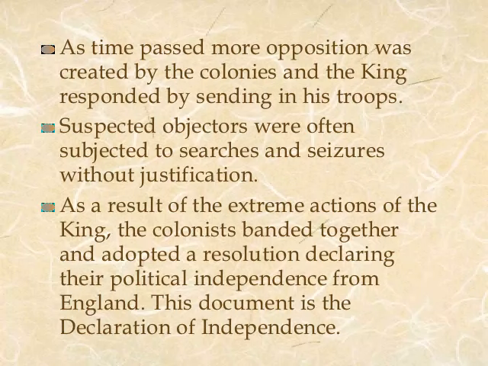Now, the thing you have to remember is if you were an objector and the king suspected that you were seditious, he would send troops over. He would put those troops in your house. You'd actually have troops living in your house. They were always following you around. They were always searching your papers and effects to see if they could find evidence of sedition to put you to death.